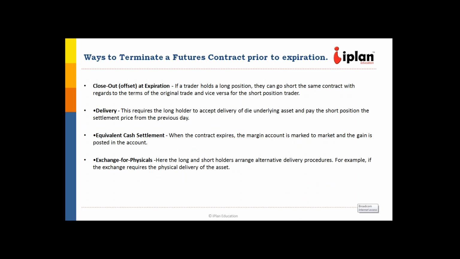Now how do you terminate a future contract? There are 4 ways. Close out at the expiration. Close out means if a trader holds a long position, they go short the same contract and close the position. So that means you have bought a copper contract. Let's say you decide to buy copper at 350 and on the expiry you sell it at 360. So you make 10 rupees profit and the position is closed. You have to do it in the same contract.